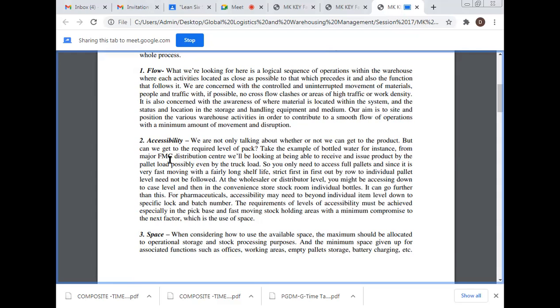Accessibility: how the goods kept in the warehouse will be accessed, how the items are accessible when they are kept in the store, when they are kept in the warehouses. This is another factor of the design of the layout of the warehouses. How the goods are accessible, how the products are accessible, how the items kept are accessible. This is another factor of the warehouse design.